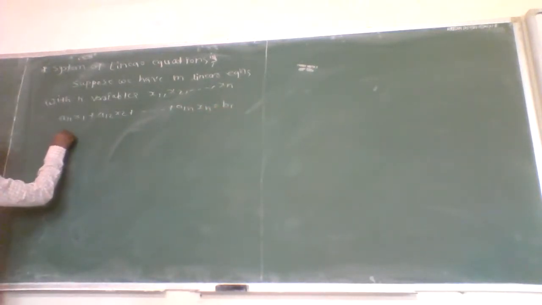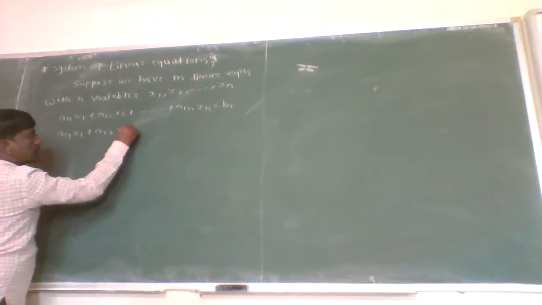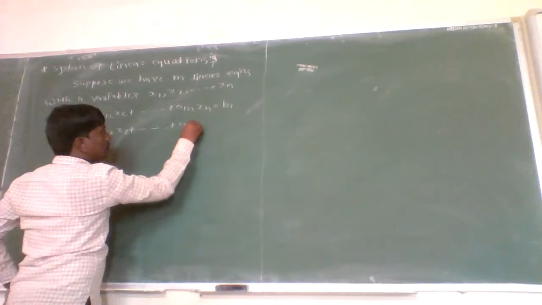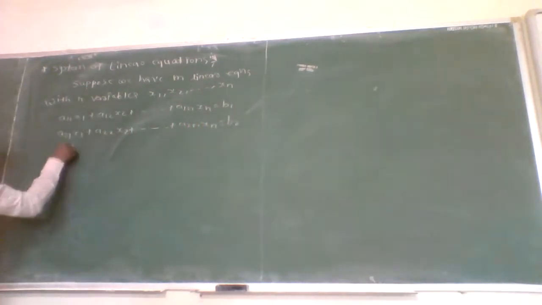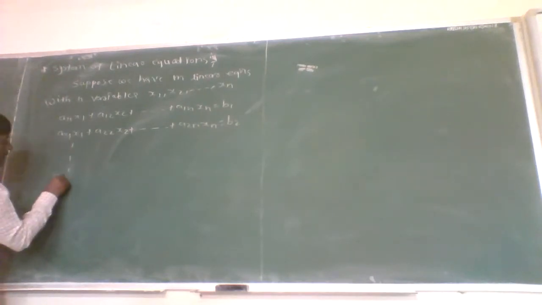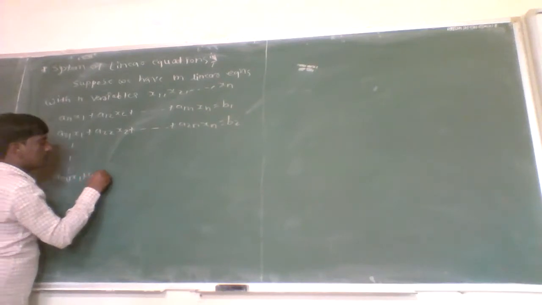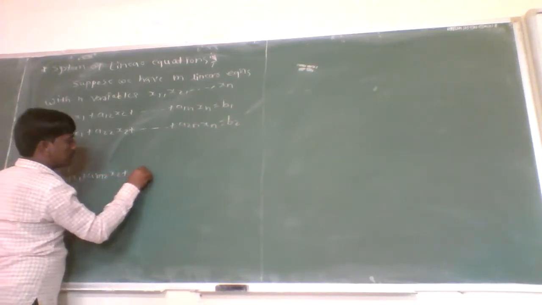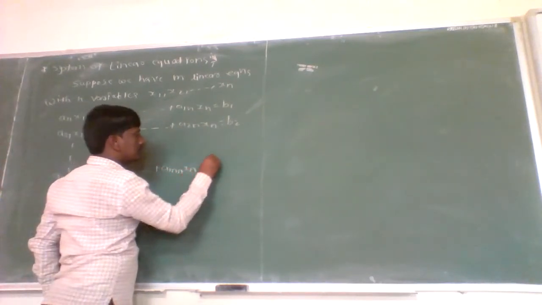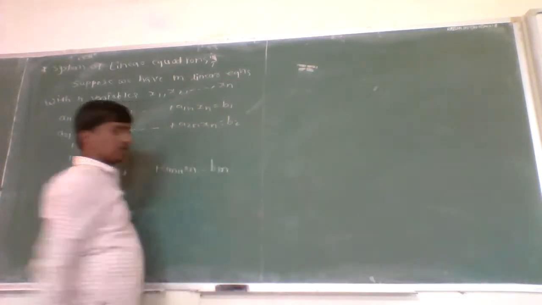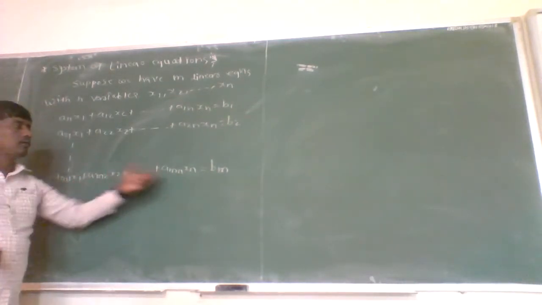Similarly, a21 x1 plus a22 x2 plus up to so on a2n xn is equal to b2, and so on, am1 x1 plus am2 x2 plus up to so on amn xn is equal to bm. These are the m linear equations with n variables.